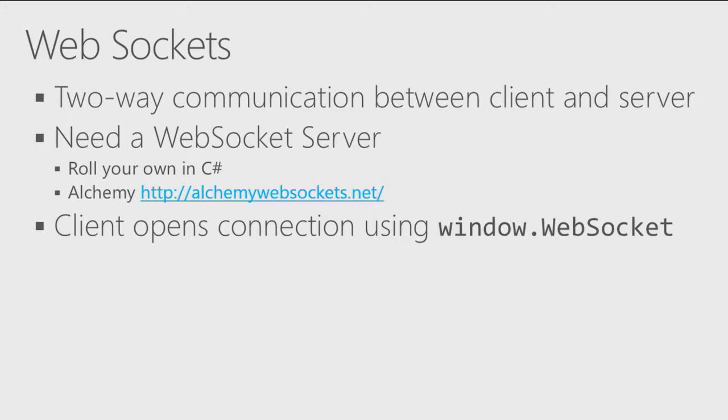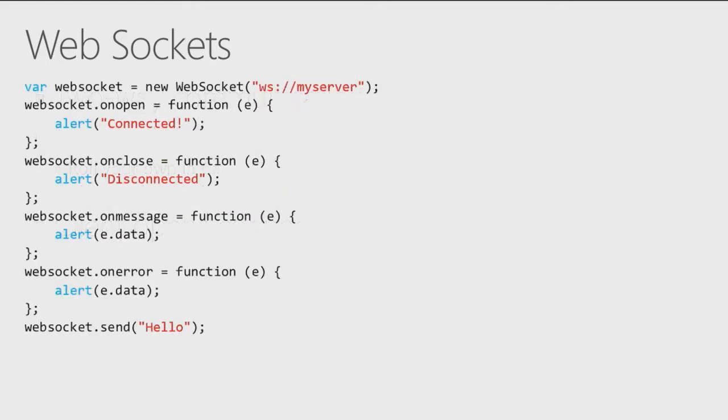And then what the client does is it opens communication with that WebSocket server using window.WebSocket, and I think you'll find the programming to be pretty straightforward. Here's the code for the WebSockets. When you open up a connection to the WebSocket, you're going to use a new WebSocket object, and then provide the endpoint that you want to talk to. The ws:// is the protocol for WebSockets.